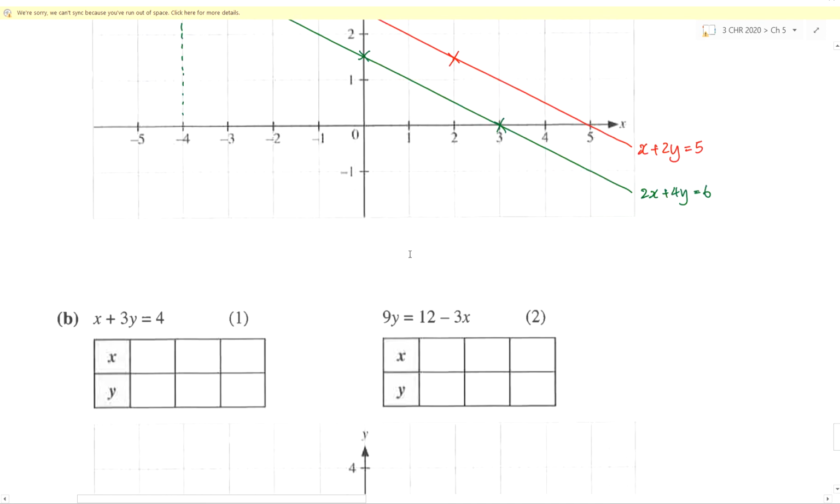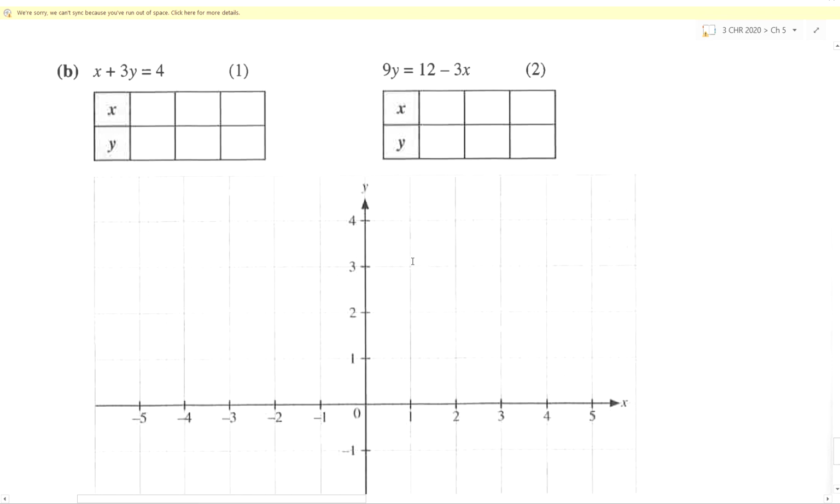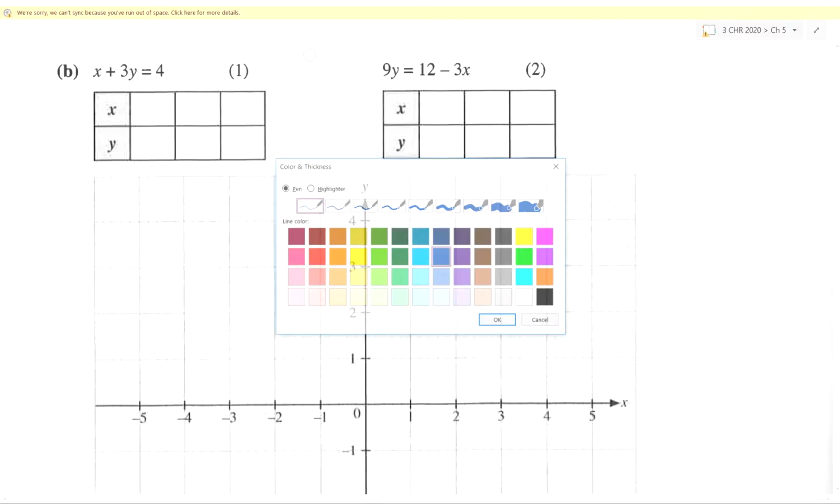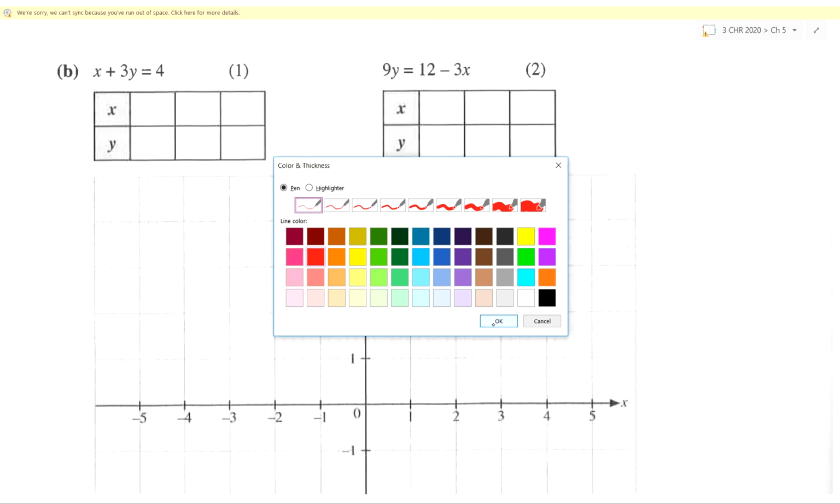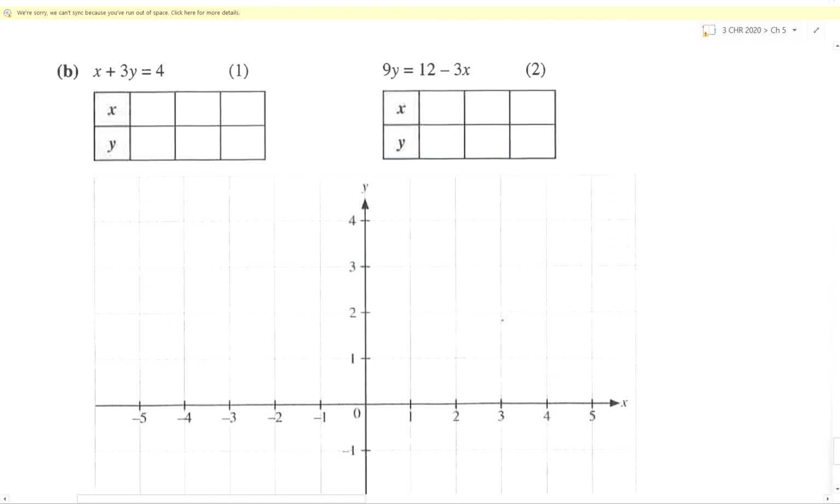Next, part B, same type of question again. Again, we make y the subject. So 3y equals to 4 minus x. Y will be, we divide by 3 throughout, 4 over 3 minus 1/3 x. So I prefer to write it this way. Y equals to negative 1/3 x plus 4 over 3.